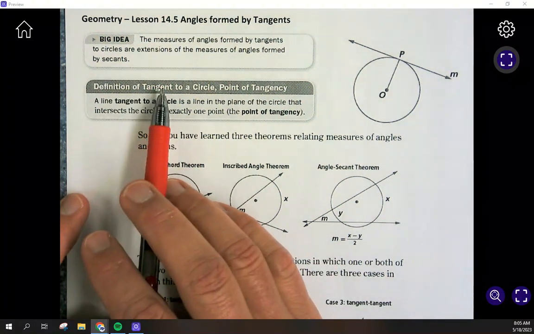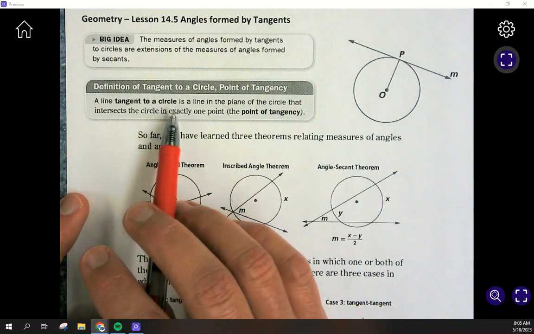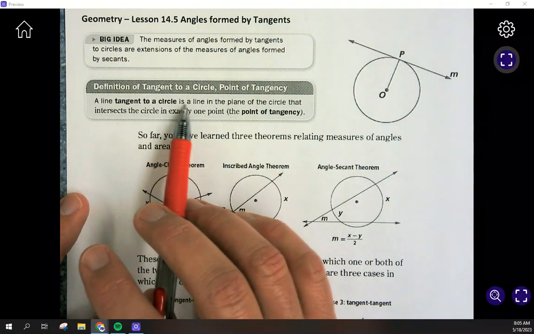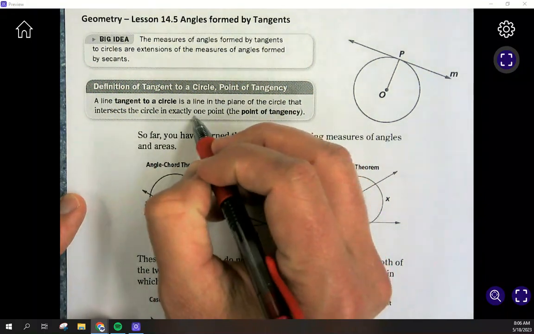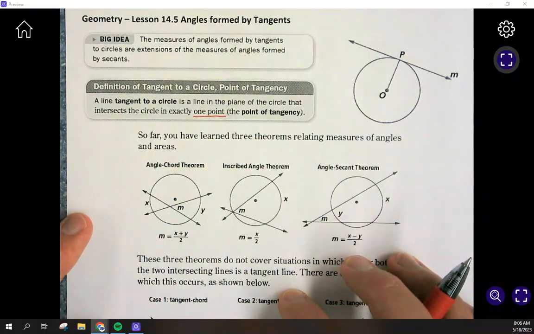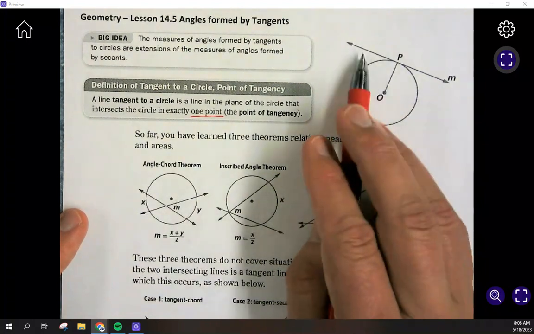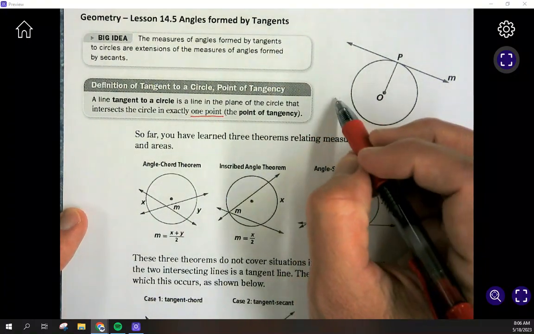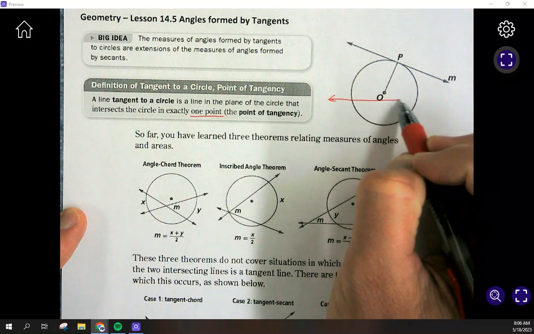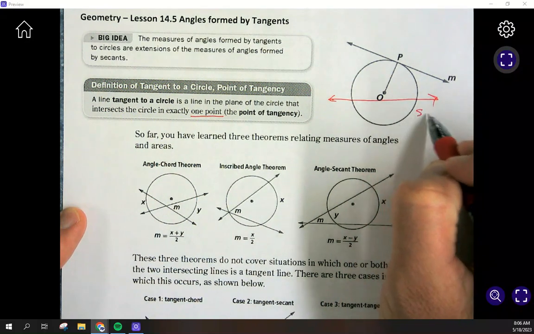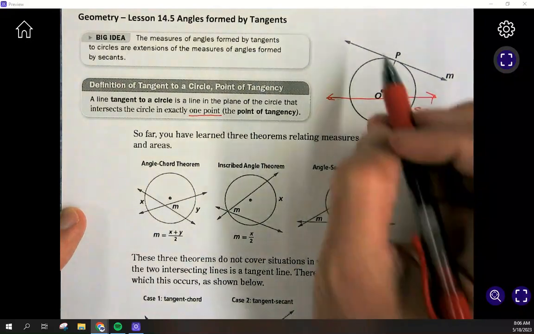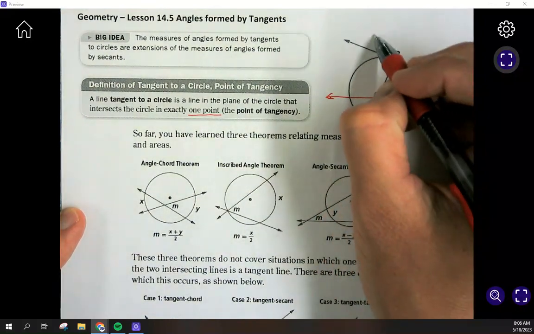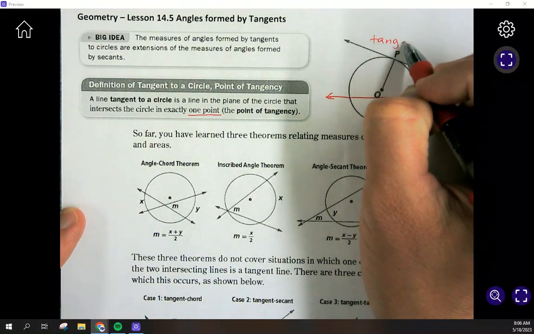So, this should be nice and easy. First of all, let's talk about what a tangent is. The definition of a tangent: a line tangent to a circle is a line in the plane of the circle that intersects the circle in exactly one point. That is called the point of tangency. Remember, we drew a secant. It went through a circle and hit the outside twice. That was a secant. A tangent will hit just once, so just on the edge.